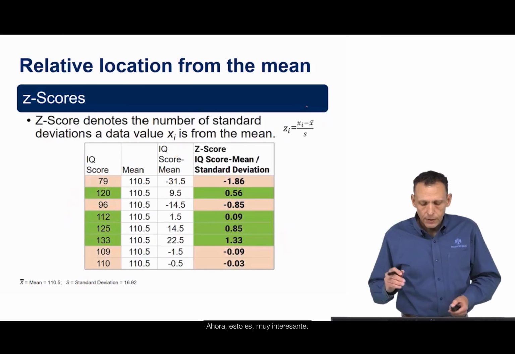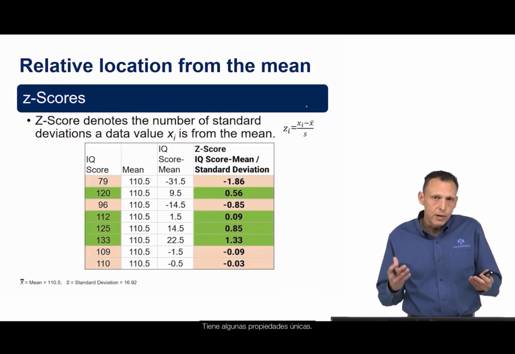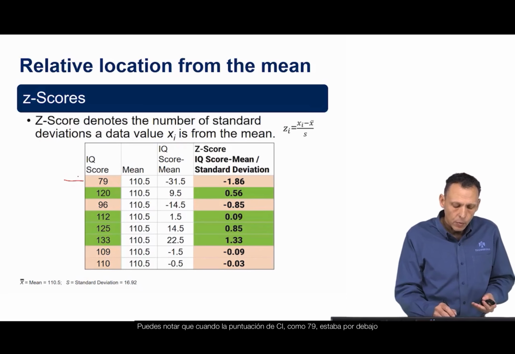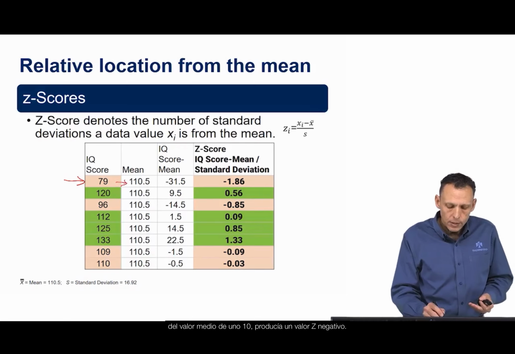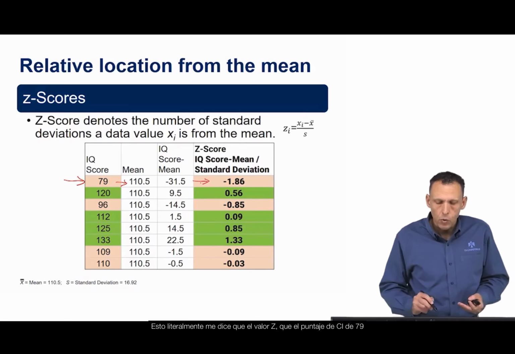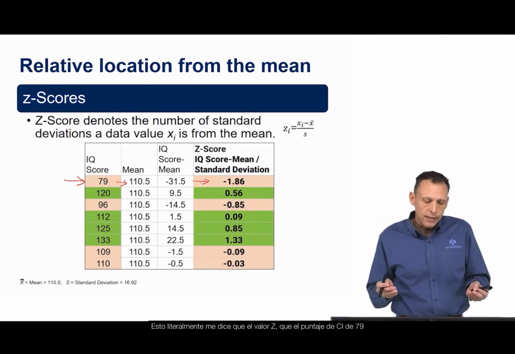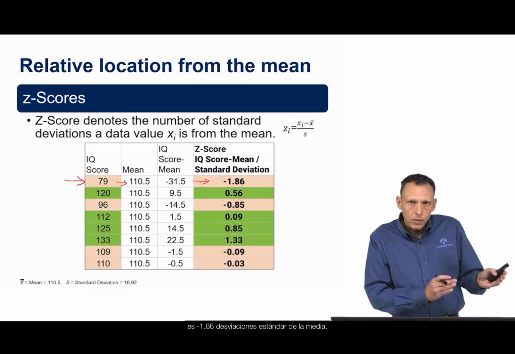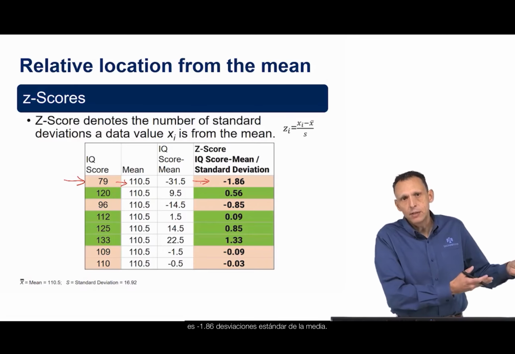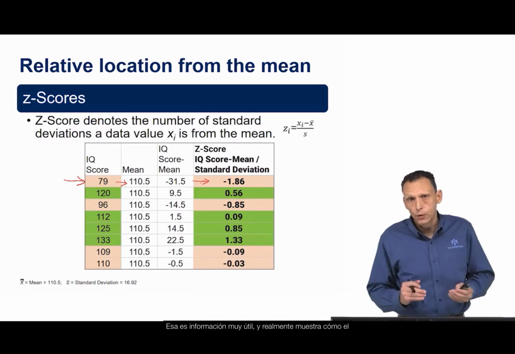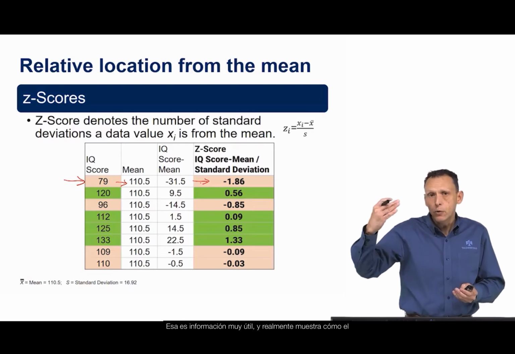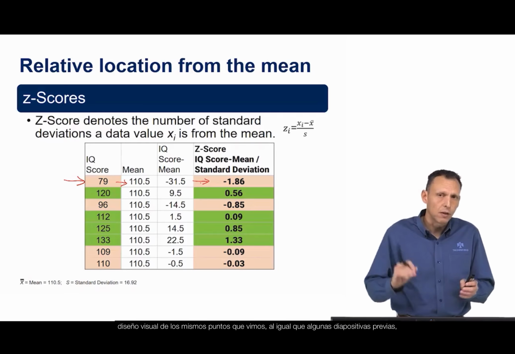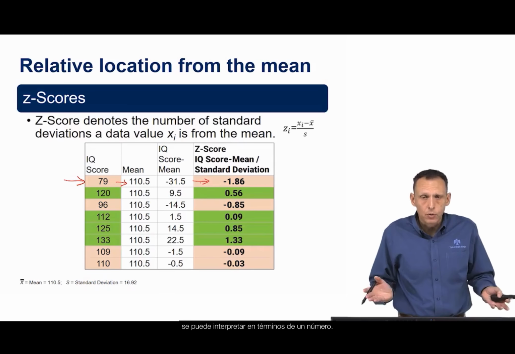Now, this is very interesting. It has some unique properties. You might notice that when the IQ score, such as 79, was below the mean value of 110, it produced a negative z-score. This is literally telling me that the IQ score of 79 is minus 1.86 standard deviations from the mean. That's very useful information, and it really shows you how the visual layout of the same scores that we looked at just a few slides ago can be interpreted in terms of a number.